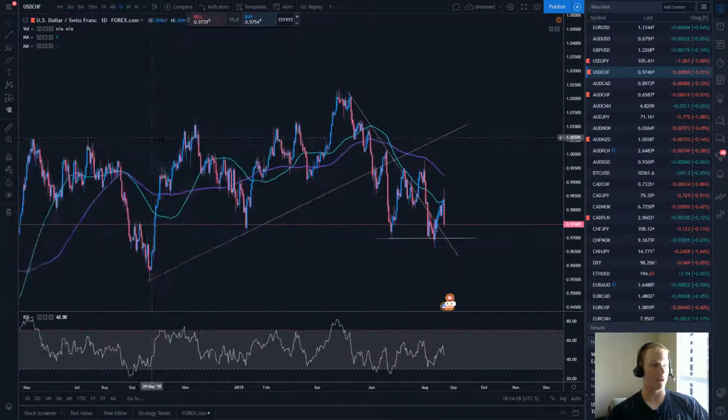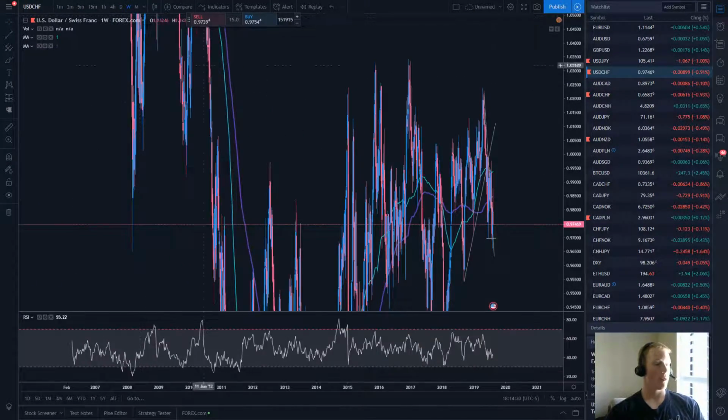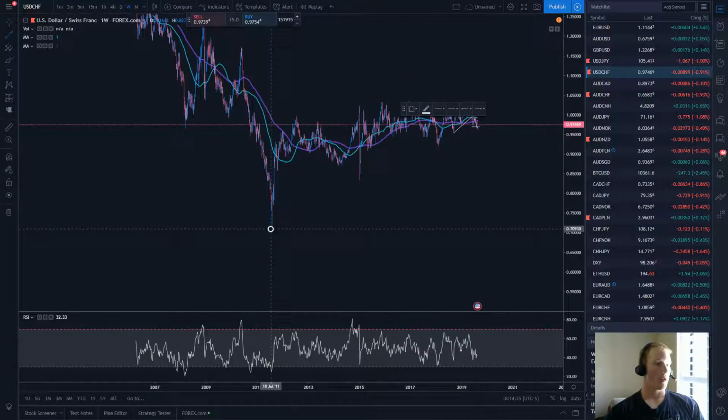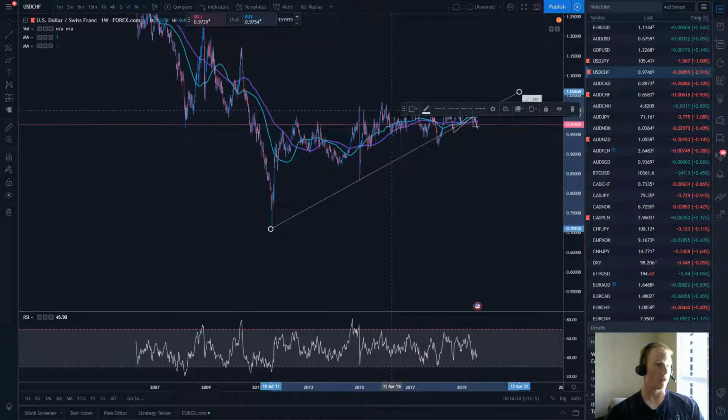What do we see here? I really don't know what we see here. Let's go to the weekly because this chart's not really drawn out. All right, we're wedging here. I need to move this.